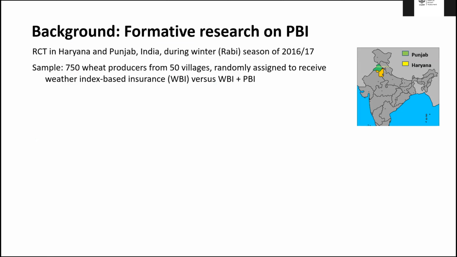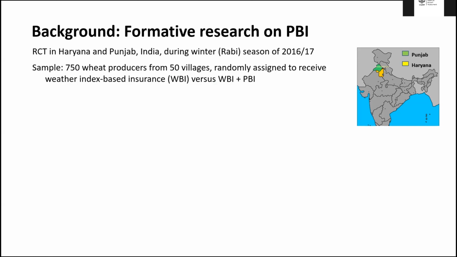Now, in 2016, 2017, we did a formative evaluation of this insurance approach to see, does this work at all? Because it was a new idea, and it needed to be tested, of course. So we had 750 wheat producers from 50 villages in India, in Haryana and Punjab, two states in the Northwest, where there was already quite a bit of smartphone ownership. So it was a good location for us to first test this.